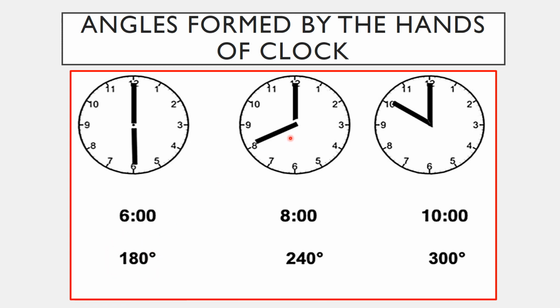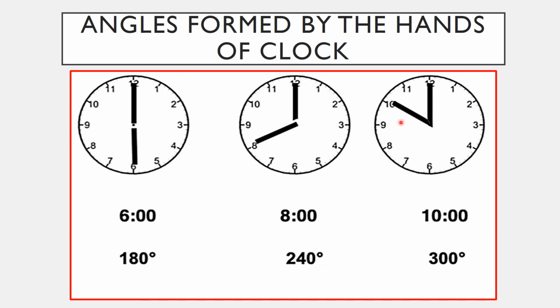Now let us see the second example. Now it is 8 o'clock here. So what is the angle formed? You can just see here, this is 180, 180 plus 30 is 210, 210 plus 30 is 240. That is a reflex angle. So the angle formed here is a reflex angle and the measurement of angle is 240 degree. This is the unit of angle and it is written as a small circle. This is called degree.